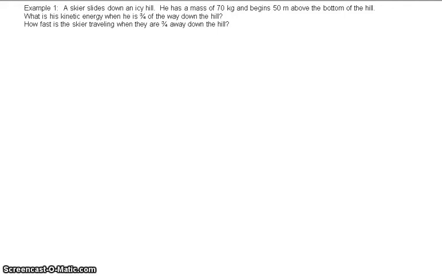All right, here's the first work energy problem, the first example problem. We're going to be following the problem solving strategy for work energy problems that is posted online. We're going to start with the sketch and translate. A skier slides down an icy hill. He has a mass of 70 kilograms and begins 50 meters above the bottom of the hill.